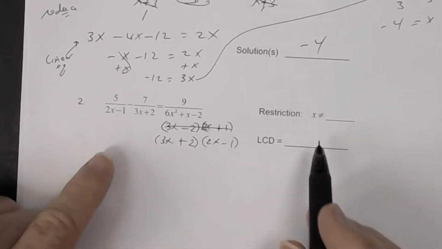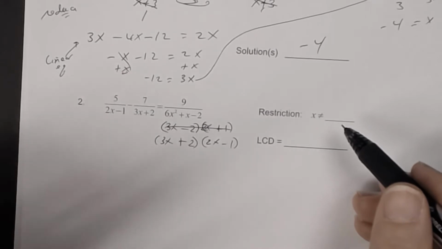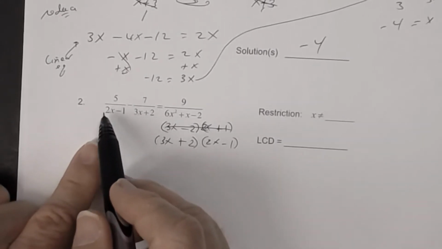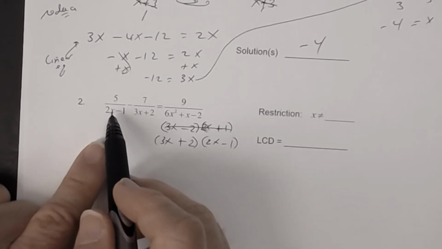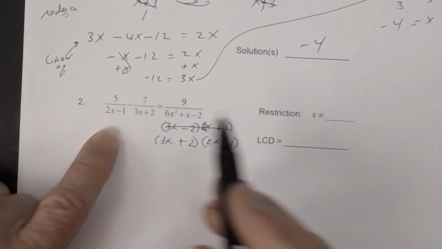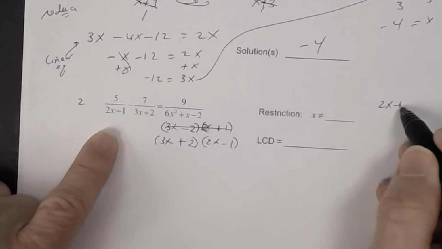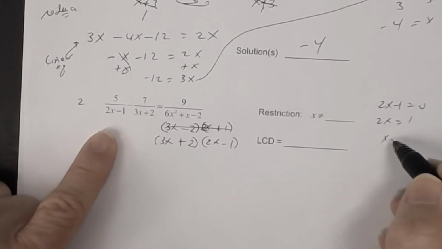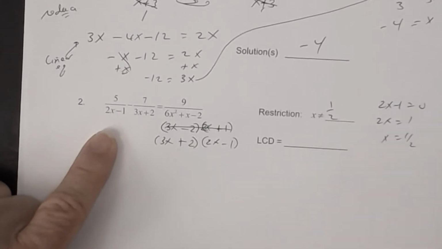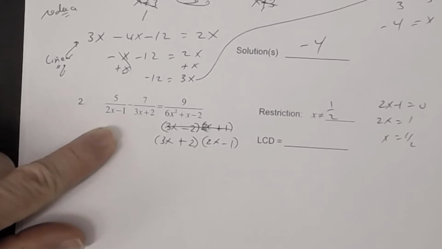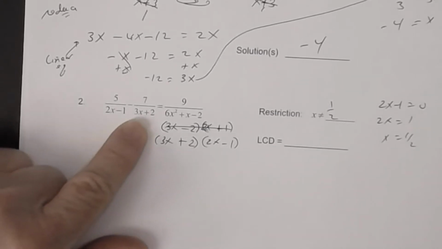Now let's find the restrictions. Listen carefully. You're going to ask yourself, what makes this denominator 0? What real number will make this denominator 0? Whatever makes that denominator 0 is a restriction because you can't divide by 0. So take that denominator and set it equal to 0 and solve. You get 2x equals 1, so x is 1/2. There's one of your restrictions, 1/2. If I do all this work and I get 1/2, then I can't use 1/2. That's not a solution.